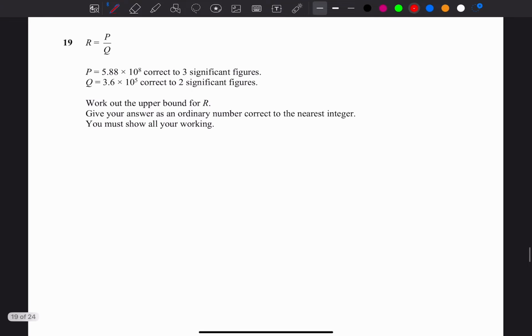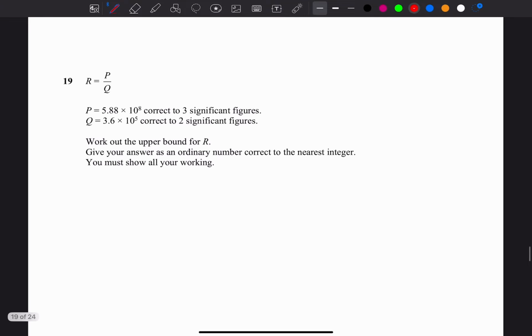Upper bound for R. So R is the subject. In order to do the upper bound, it is upper over lower. What is the upper bound of P? It's 5.885 times 10 to the 8. What is the lower bound of this one? 3.55 times 10 to the 5. I can do the upper bound if you want: 3.65 times 10 to the 5 is the upper bound. The lower bound is 5.875 times 10 to the power 8.